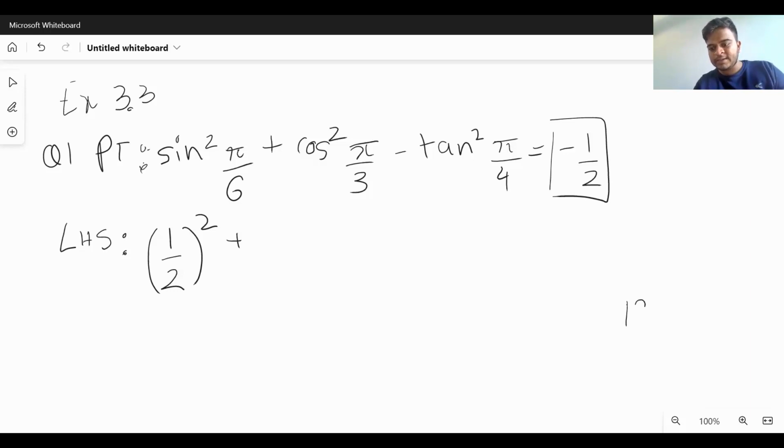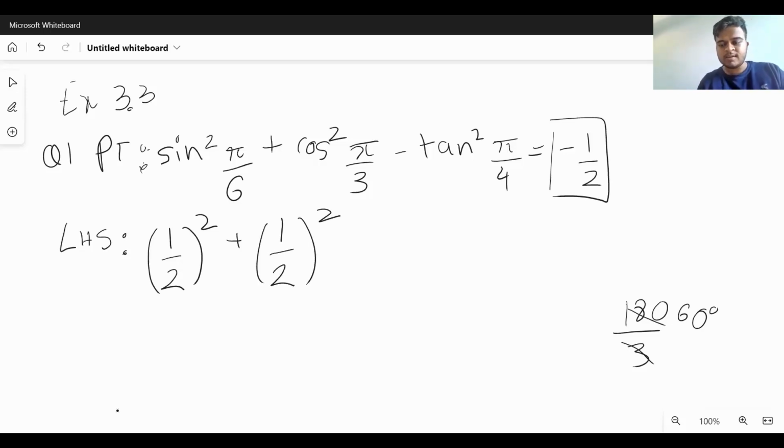now cos pi by 3. So pi by 3 is 180 by 3, the same formula that I'm using. That will be 60 degrees, and we all know the value of cos 60 degrees. That's also 1 by 2. So I'll write 1 by 2 whole square once again.